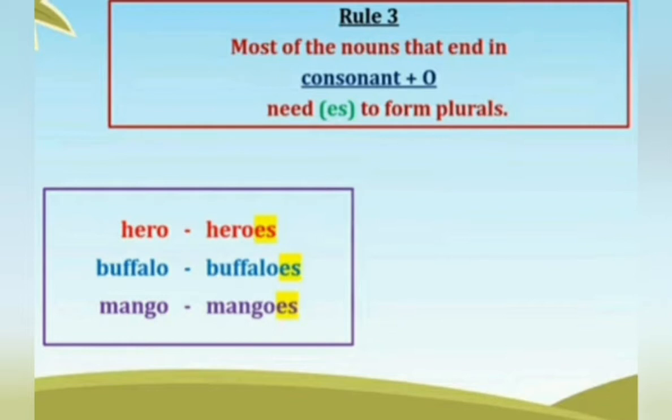Next word is buffalo. Here we also have a word that ends with o and has a consonant before o. So we add es here, buffaloes. Next, mango ends with o and has a consonant before o. So we have to add here es, mangoes.